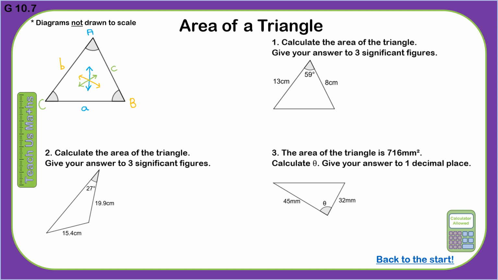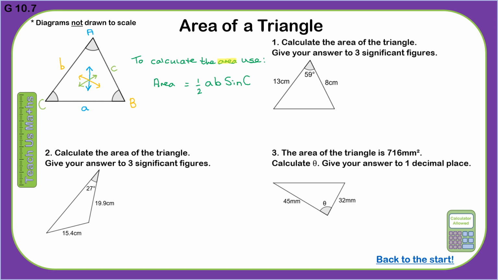The formula to calculate the area of this triangle is area is equal to a half times A times B times sine C. So to calculate the area of the triangle, we need to know the length of two sides, side A and side B, and we need to know the size of the angle in between them, angle C.